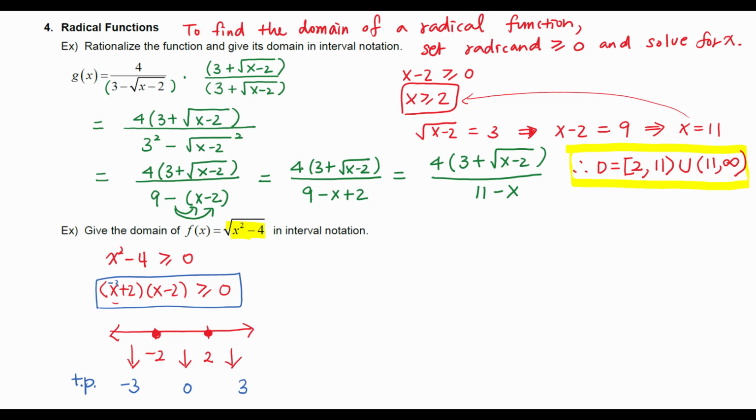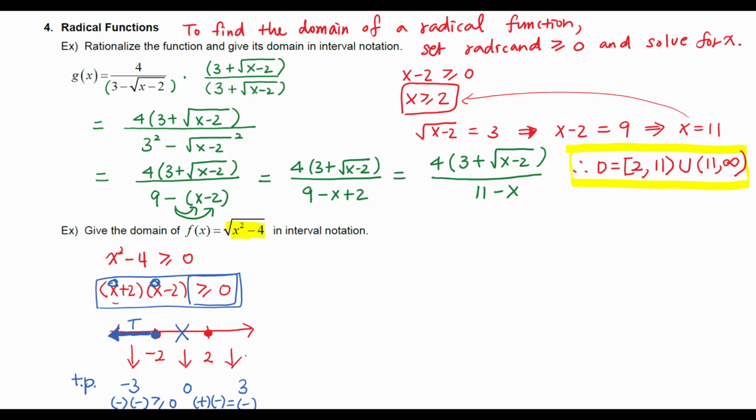If x is negative 3, then it is a negative number times a negative number, which is greater than or equal to 0. So this inequality is true on this interval, meaning all x from negative infinity to negative 2 is a solution of this inequality. If I plug in 0 for x, it becomes a positive number times a negative number, which is negative. And a negative number is not greater than or equal to 0. So this is not a solution of this inequality.